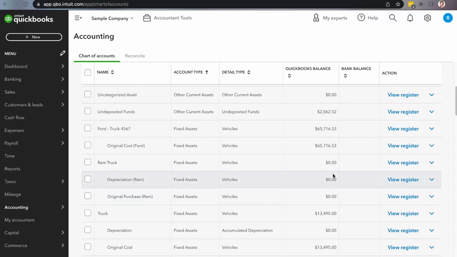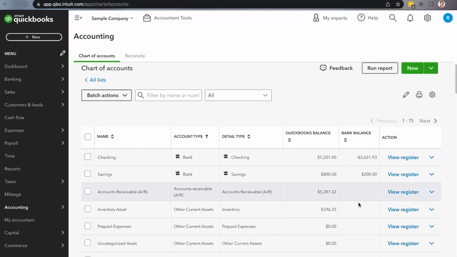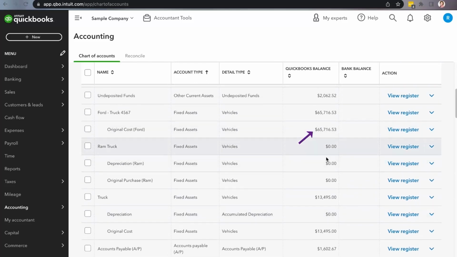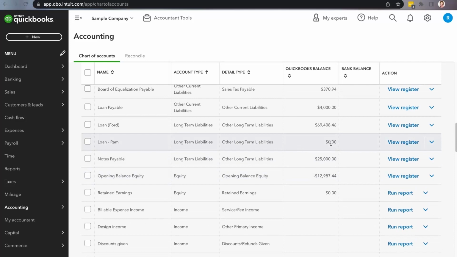You want to be checking every one of these should be 0, not just the main, but the sub as well. Once you see that everything has been done the way you want, your vehicle has the original purchase, but then it has the adjustment in there that we talked about because of the value that we had left. We'll scroll down. So we have the original one here, and then if we scroll a little bit further, we'll go down to the loan. The Ram loan is zeroed out, and the Ford is exactly the amount we owe.